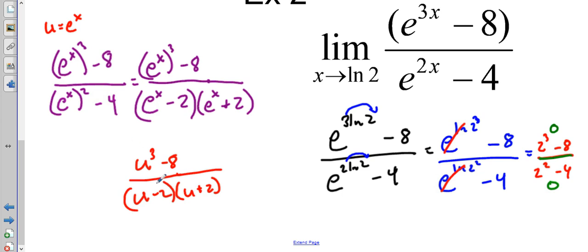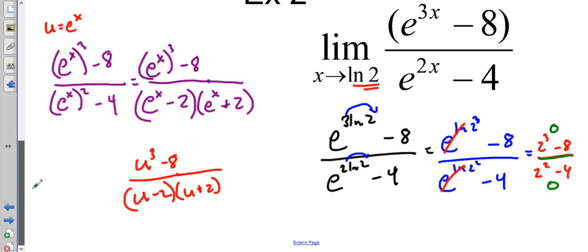How do I know that? Because when I plug in, what will make this 0? What makes this undefined? Is it u plus 2? No. It's u minus 2, because remember, we have natural log of 2, which is positive 2. So u minus 2, so 2 minus 2 is going to be that value.